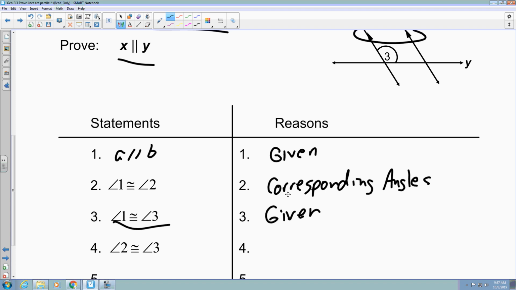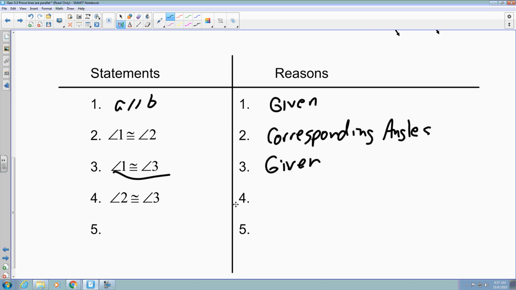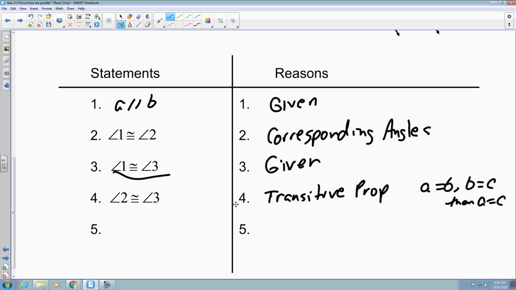All right, we already said that statement 3 is given. Statement 4 says that angle 2 is congruent to angle 3. Now, the reason for that is the transitive property. If you remember that whole thing with A equaling B and B equaling C, then A equals C, that's kind of what it is here. So since 1 equals 2 and 1 equals 3, well then we can say that 2 equals 3.